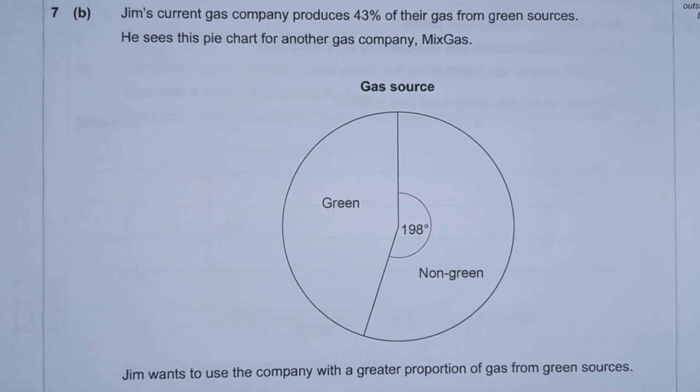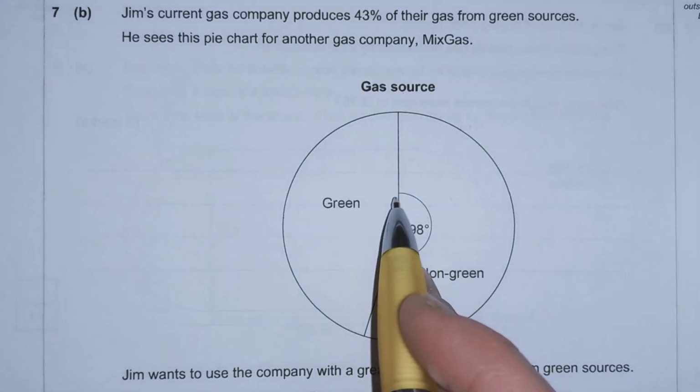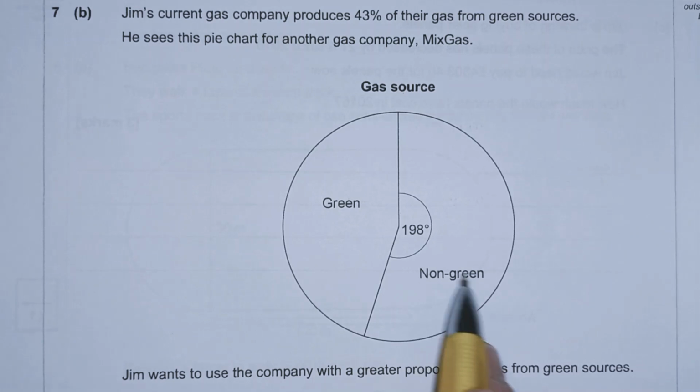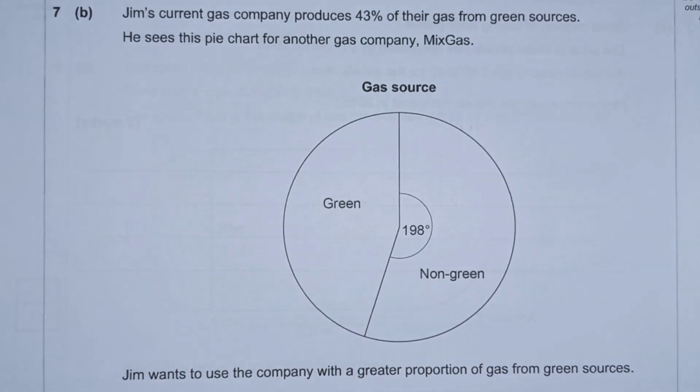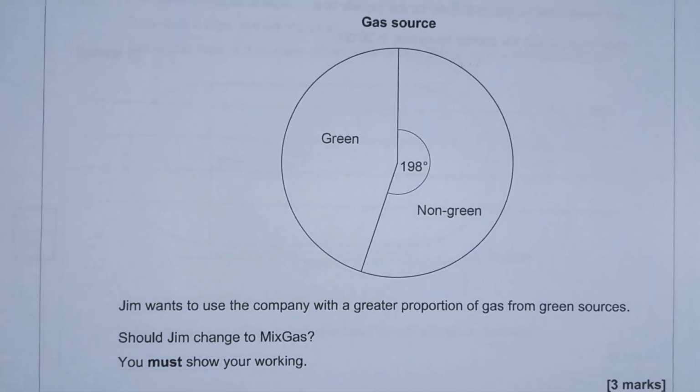Question 7b. Jim's current gas company produces 43% of their gas from green sources. He sees this pie chart for another gas company, Mix Gas. We've got the gas source. We've got 198 degrees of the pie chart for non-green, and the rest is for green. Jim wants to use a company with a greater proportion of gas from green sources. Should Jim change to Mix Gas?